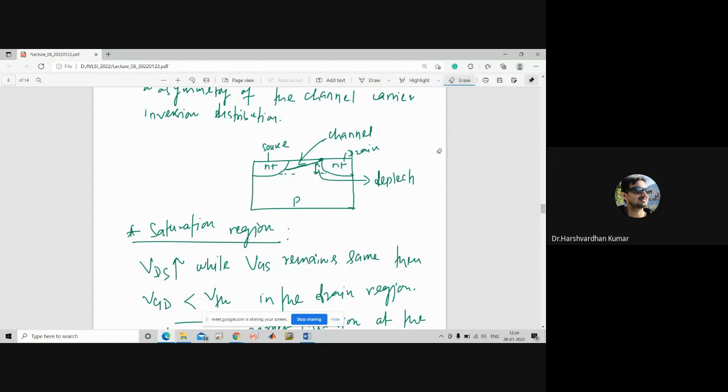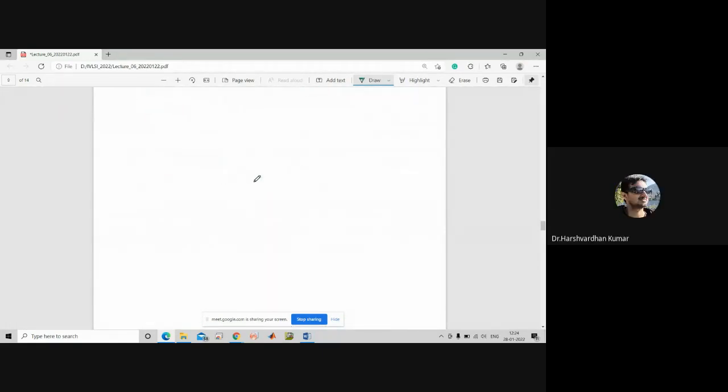The depletion region is higher in this case. In case of pinched off case, the depletion region is greater at drain side due to pinch. What will happen in case of source side? Yes, it will be less, right? The width of depletion layer will be less, right? True? Are you able to understand this concept? Yes, sir. Okay.